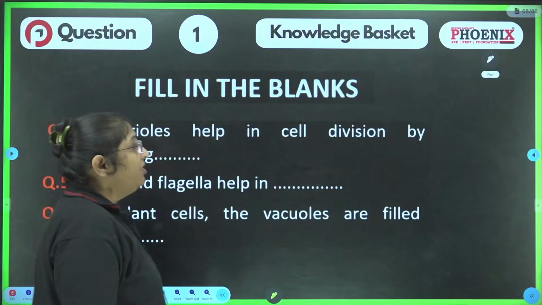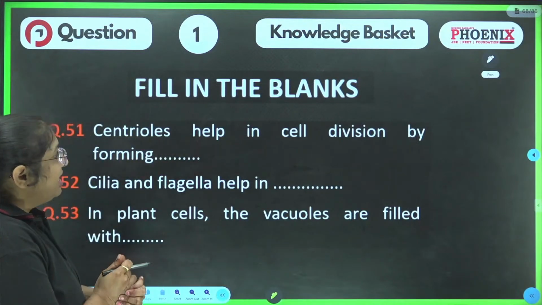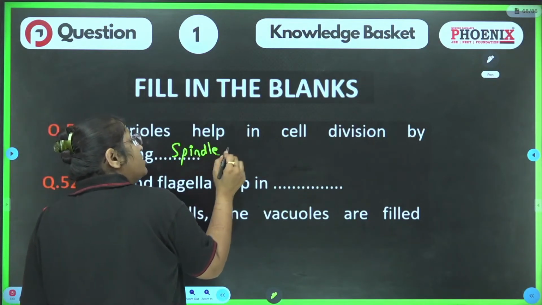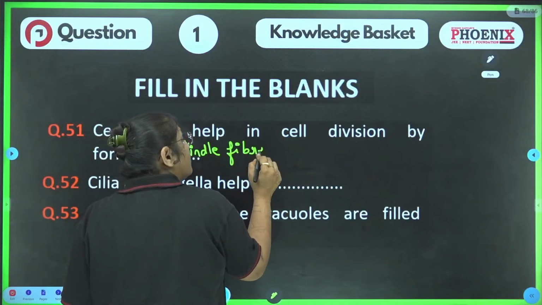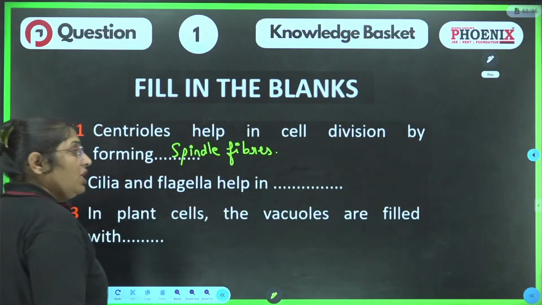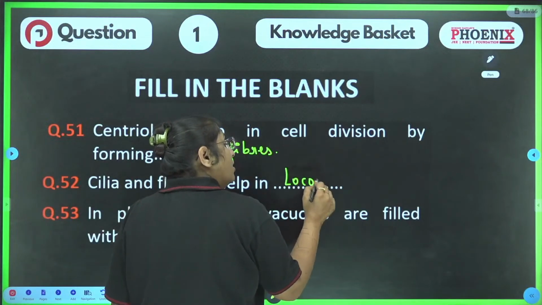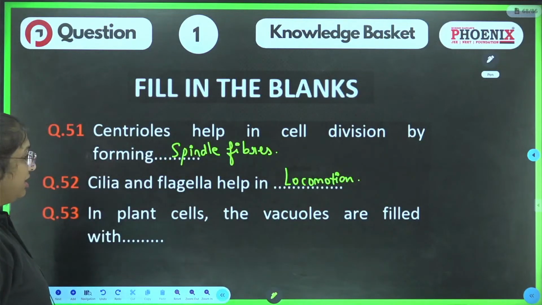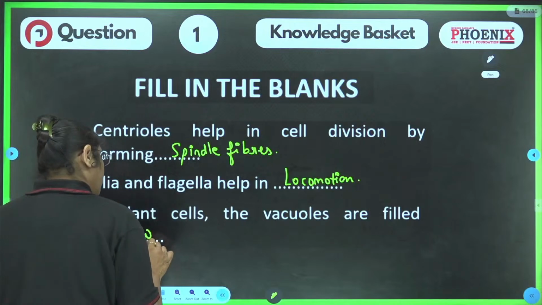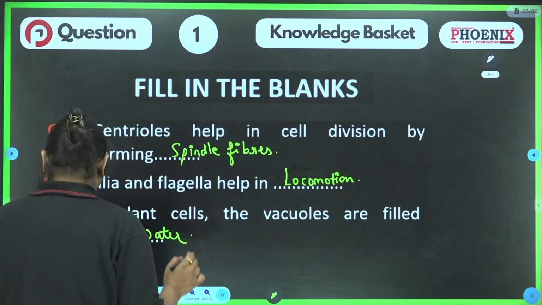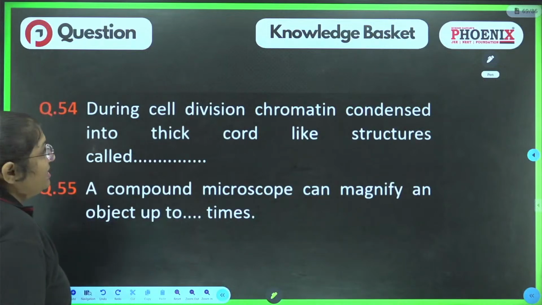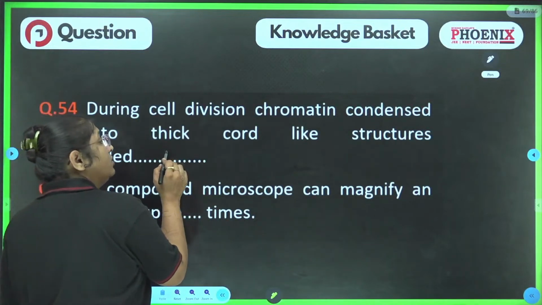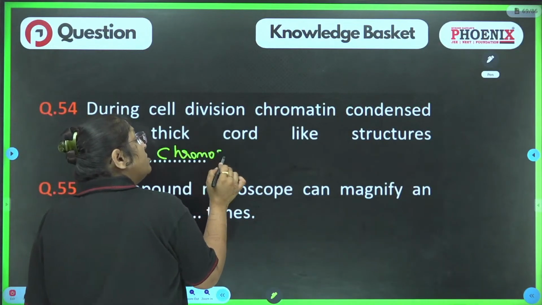Now coming to the fill in the blanks. Centrioles help in cell division by forming the spindle fibers. Cilia and flagella help in locomotion. In plant cells, the vacuoles are filled with water. During cell division, chromatin condenses into thick cord-like structures called chromosomes.